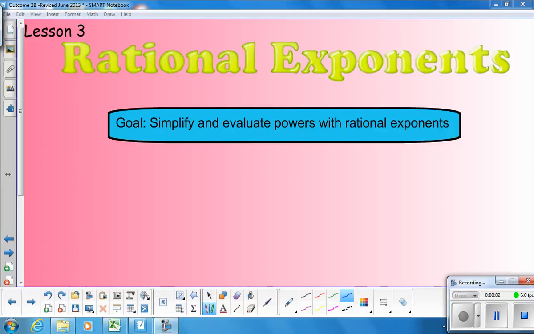Lesson 3, Rational Exponents, Part 1. Our goal is to simplify and evaluate powers with rational exponents.